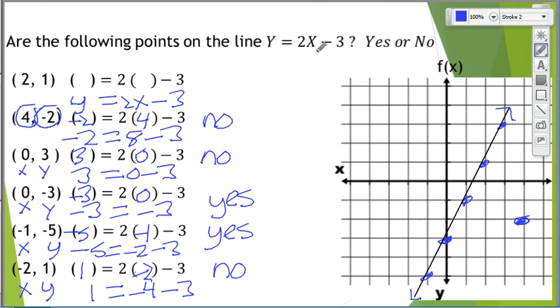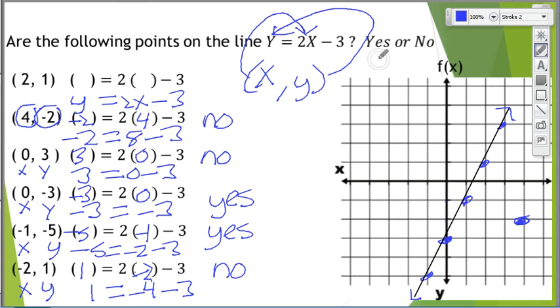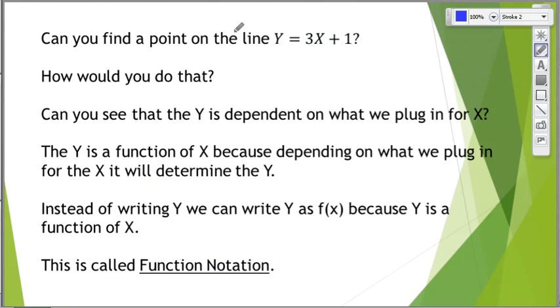Okay, so if you have the graph of a line, it's really easy to look at the line and to decide whether a point is on that line or not. But if you don't have the graph of the line, all you have to do is take the x of the ordered pair, plug it in for the x in your equation. Take the y of the ordered pair, plug it in for the y in the equation, and if it makes the equation true, then you know that that point is on the line.